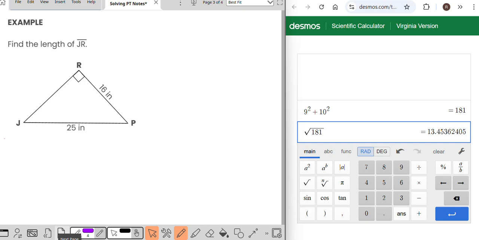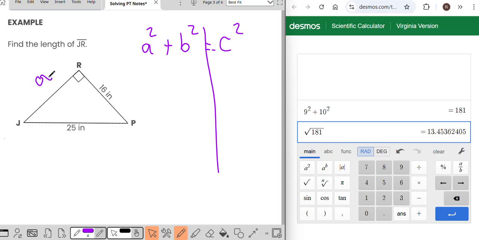Now let's go ahead and do it here. We'll move a little faster. So we've got A squared plus B squared equals C squared. All right. We're going to label our sides. Well, this is A. That's what I'm going to call it. And this is B. And this is C.